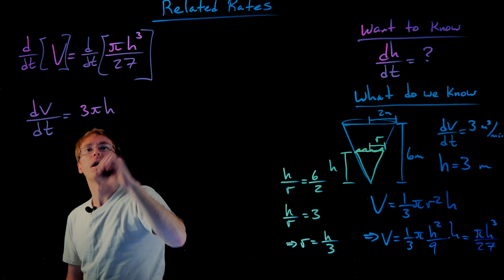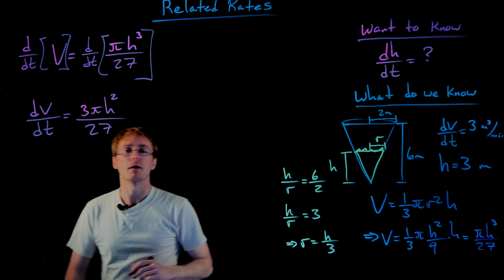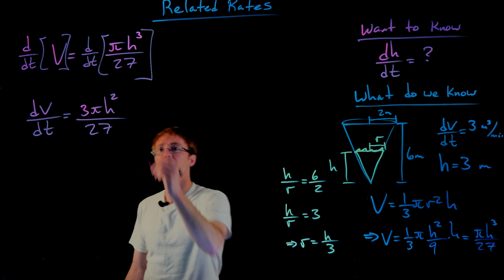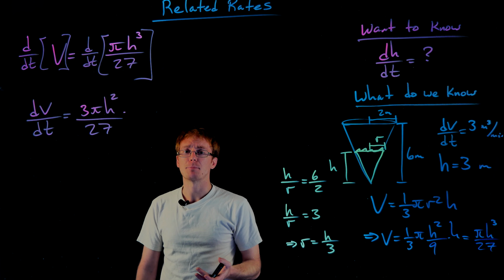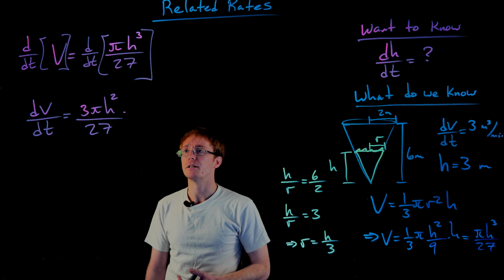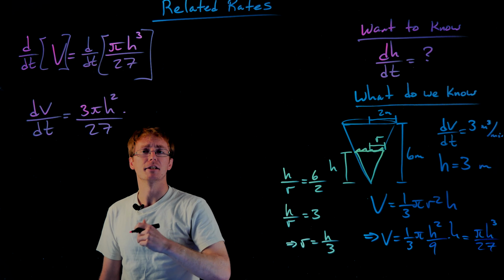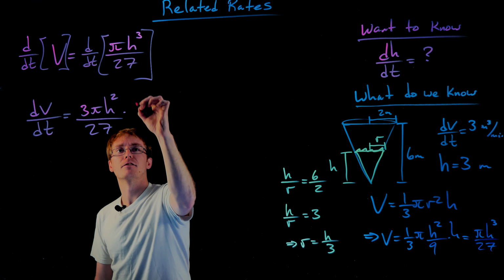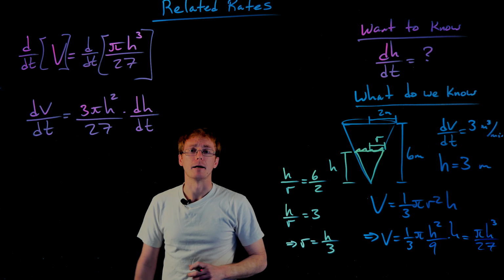That'll give us 3πh/27. We decrease the exponent by 1, so that turns into an h². That's where the normal power rule would stop, but we're using that generalized power rule, or the power rule in combination with the chain rule. And so now we have to multiply by the derivative of our base, or the derivative of that inner function. And that's going to give us the derivative of h with respect to time.